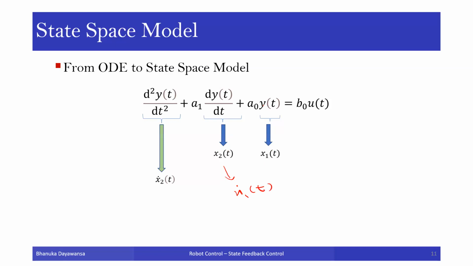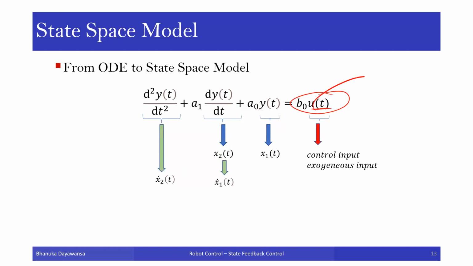Simply you get the differentiation of this, you get this. And x2 dot is simply this. So we get 3 state equations from that. And this is actually what we call the exogenous input, the control input. This is an extra. If you see u(t), that's simply the control, right?